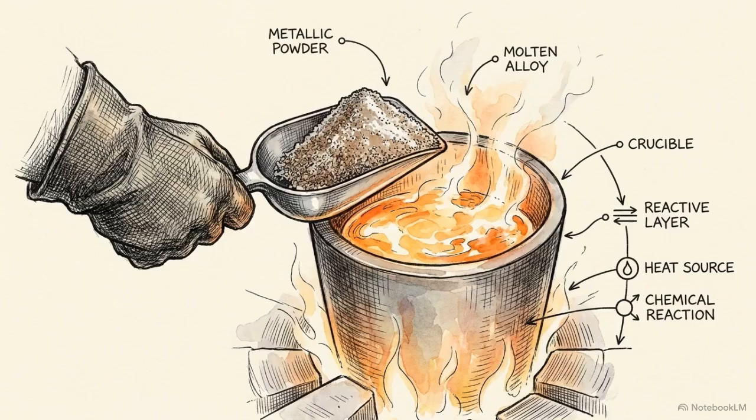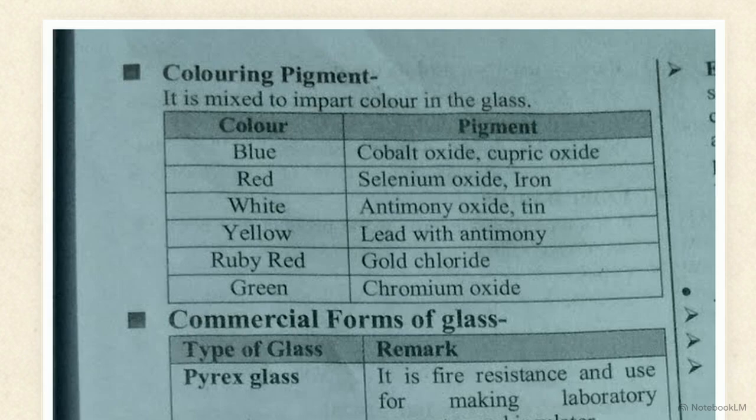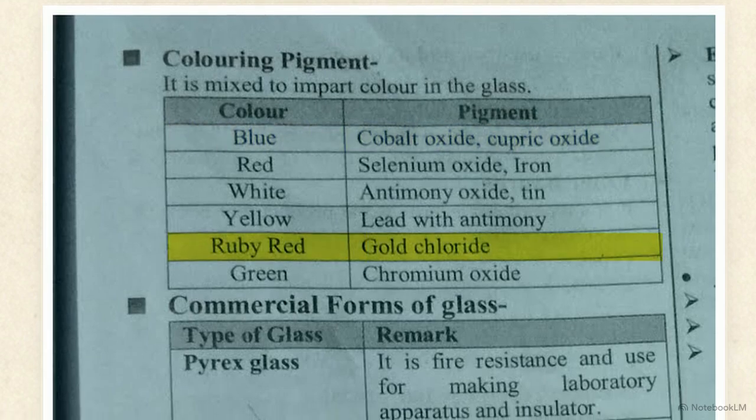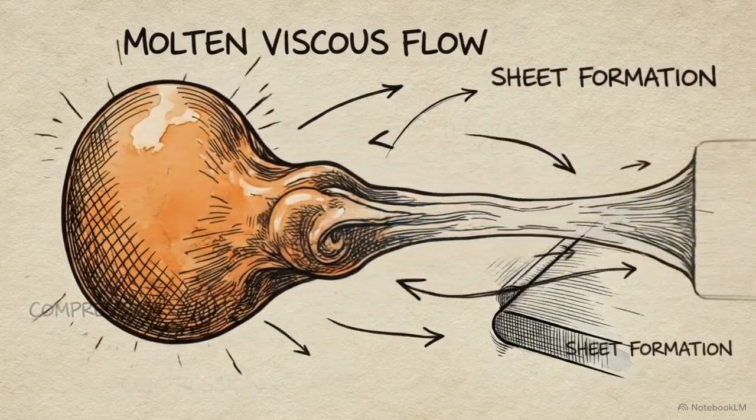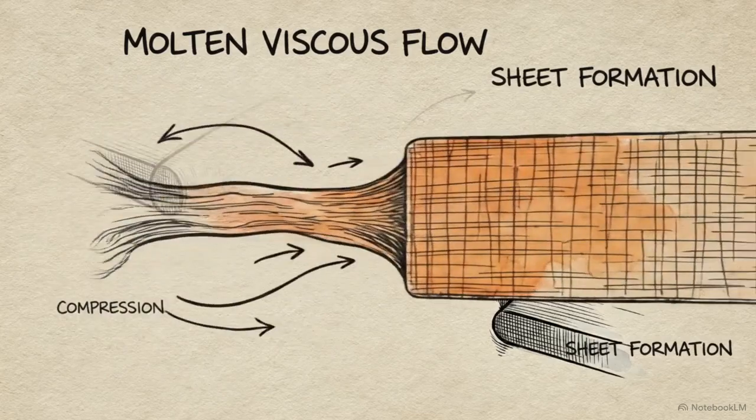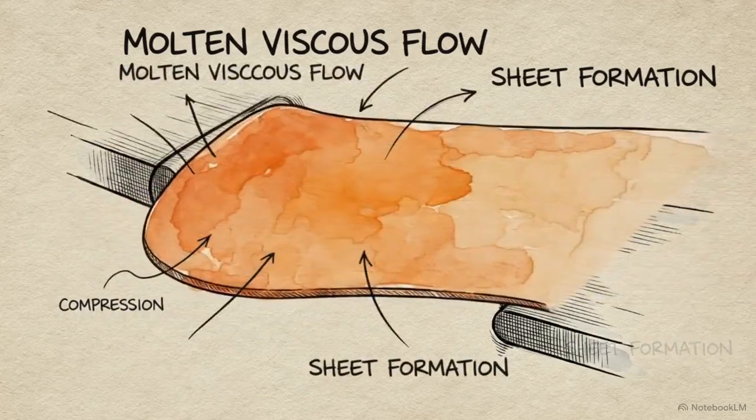The same strict chemistry applies to color. You don't dye molten glass, you force a chemical reaction by mixing in reactive metallic pigments. This reference chart details those specific metallic pairings. Introducing cobalt oxide yields a deep blue, while adding gold chloride chemically shifts the material into a vivid ruby red. With the chemical recipe locked in, the molten liquid moves to the forge. It must be aggressively forced into its final shape before cooling.